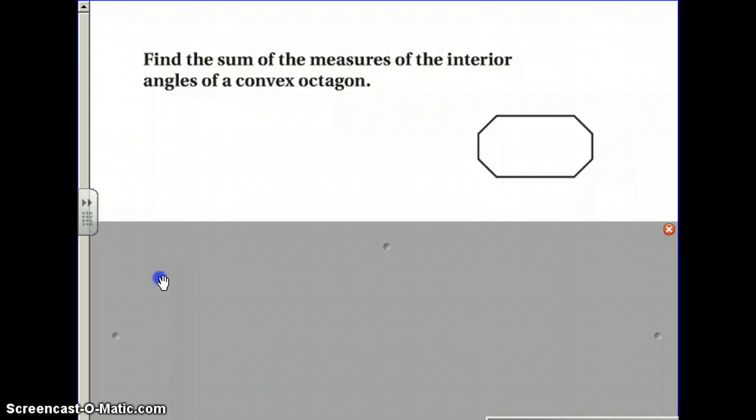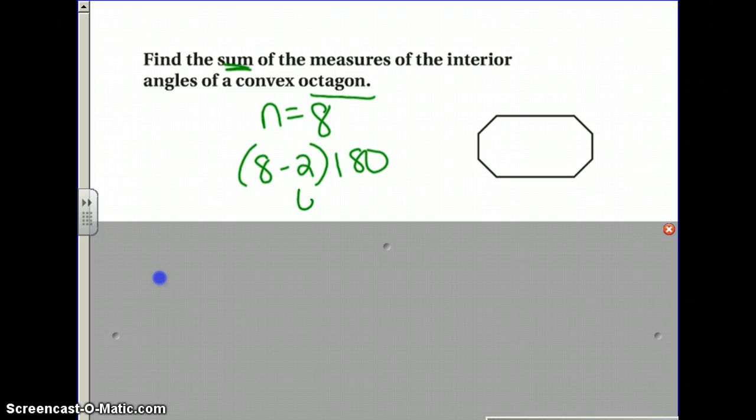So let's take a look at a problem. It wants the sum of all the measures of the interior angles of a convex octagon. So ask yourself, how many sides does an octagon have? It has 8. So n equals 8. So we're going to take 8 minus 2 times 180. So 6 times 180 tells us that all of the angles added together total 1,080 degrees. Done.